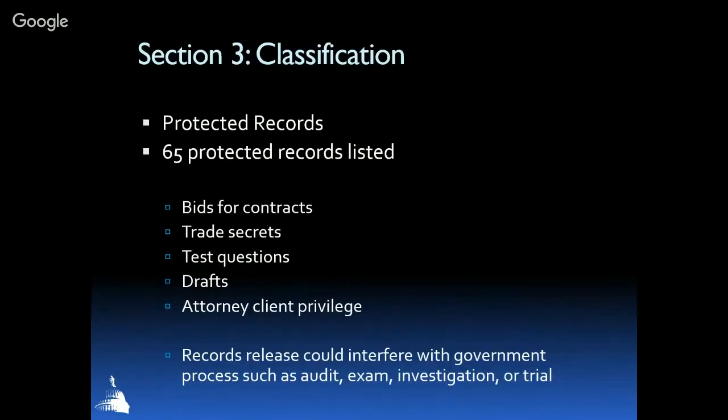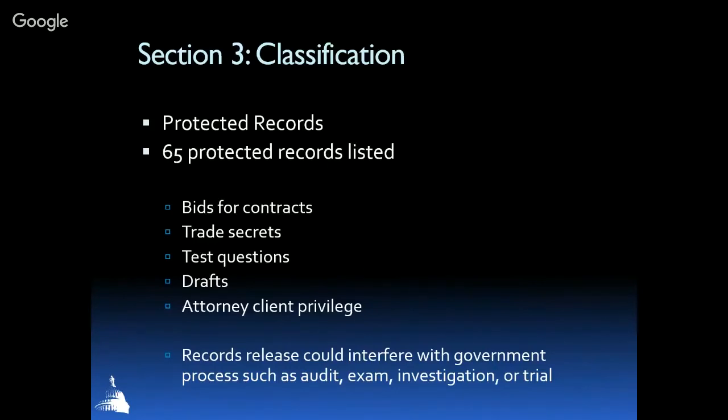So protected records, this is a fun one. There's 65 protected records listed. And the legislature every year continues to add more protected records to the list. As of 2015, they added one more that made it 65. And this is just an example of some of the protected records that are in the statute.